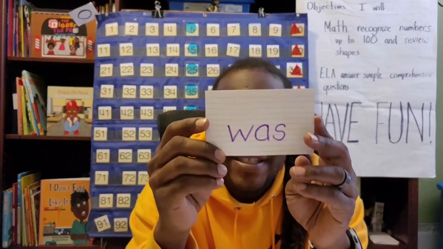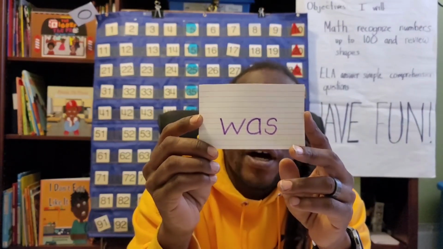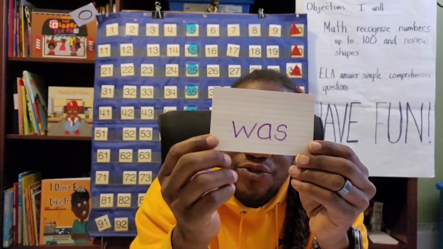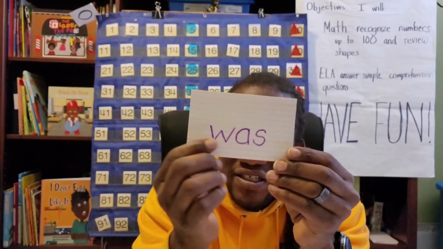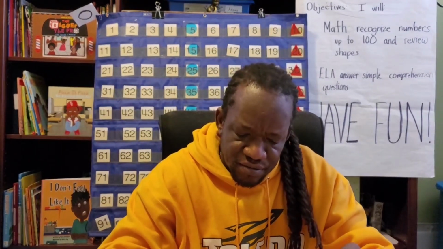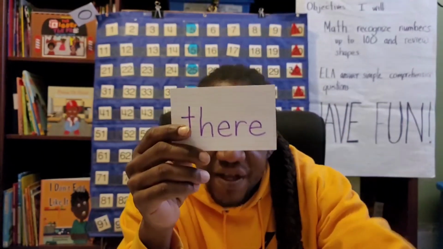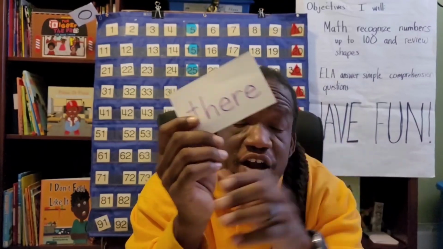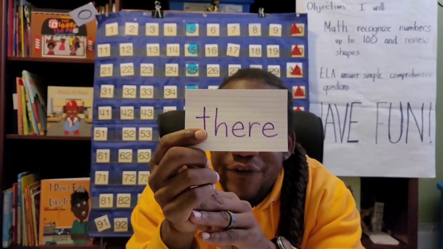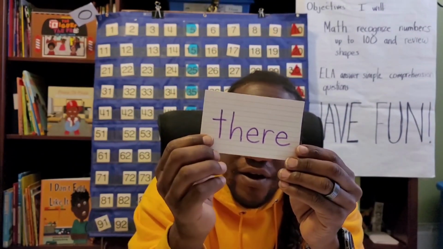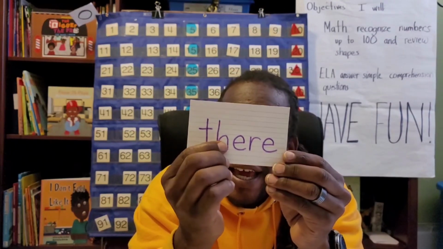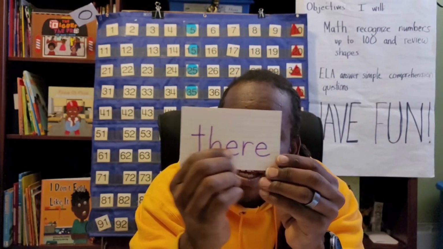And what word is this? Was. Let's spell it. Was, W-A-S, was. And what word is this? There. There are so many words that we had to review. Let's spell there. T-H-E-R-E. There.